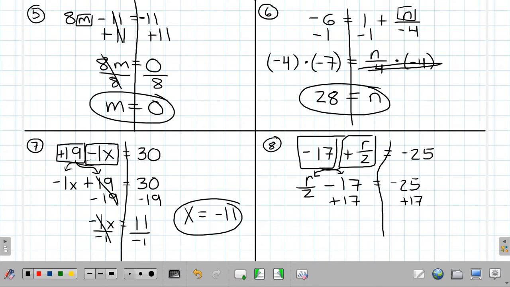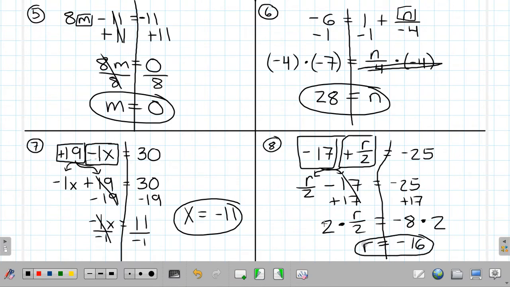And same kind of thing here. Just draw our line. So the 17s go away. So we have r divided by 2 is equal to -25 plus 17 is -8. And then our last step should be multiply times 2. So we get r in this case, which that is not an r. R is equal to -8 times 2, -16.